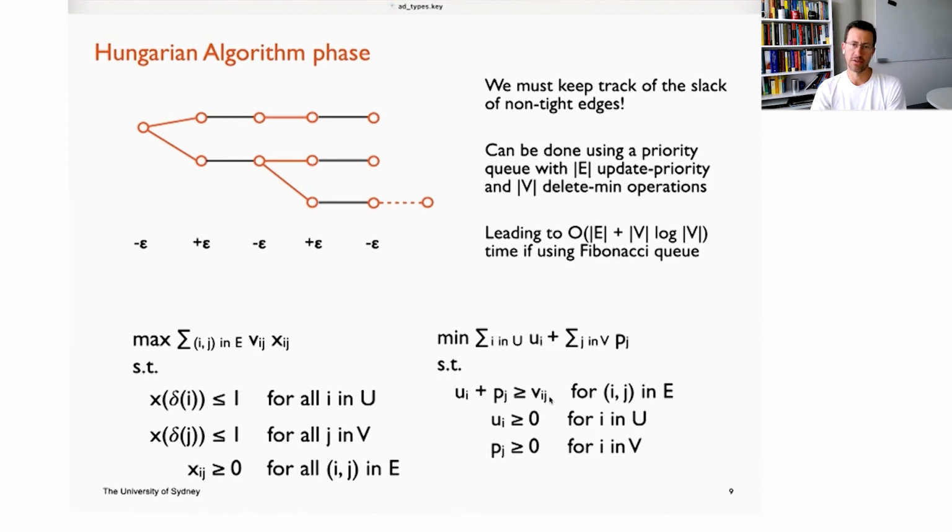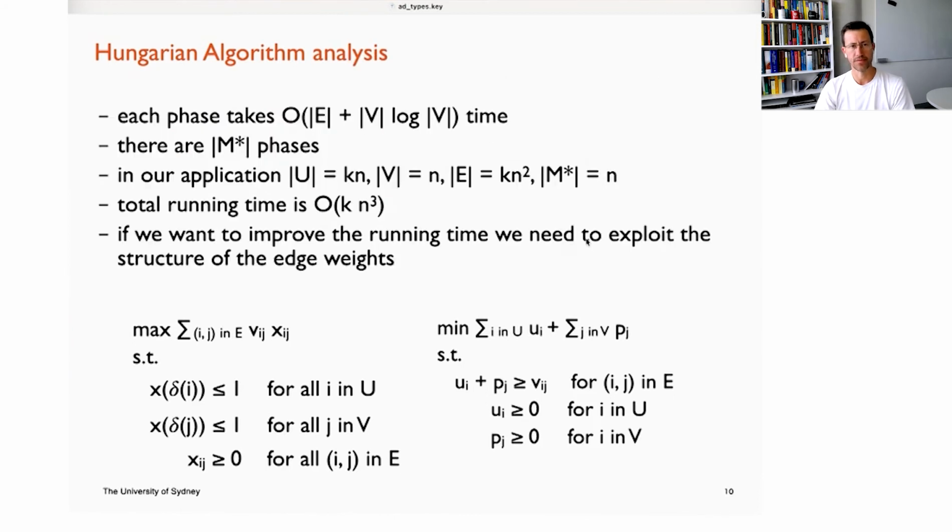And it can be done using a priority queue with E decrease-priority operations and V delete-min operations. So if we use a Fibonacci queue, this is the running time. Okay, so each phase takes E plus V log V, and there are M star phases. Let's say that's the size of the assignment at the end.